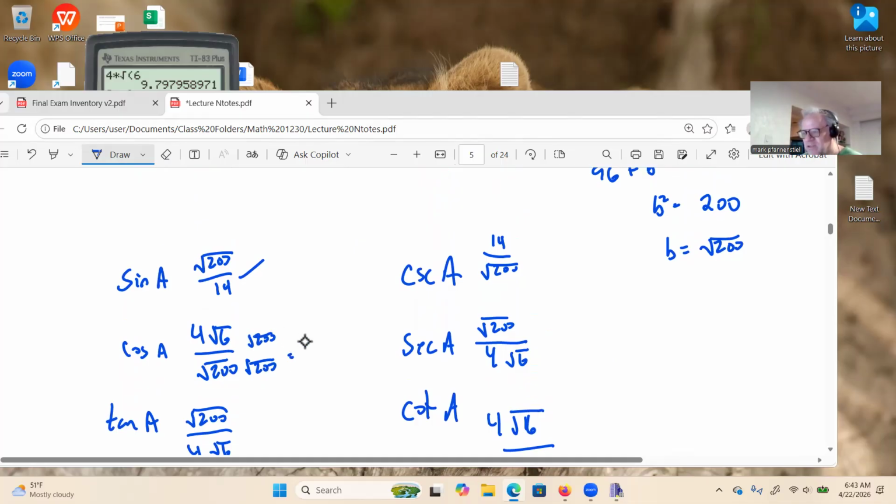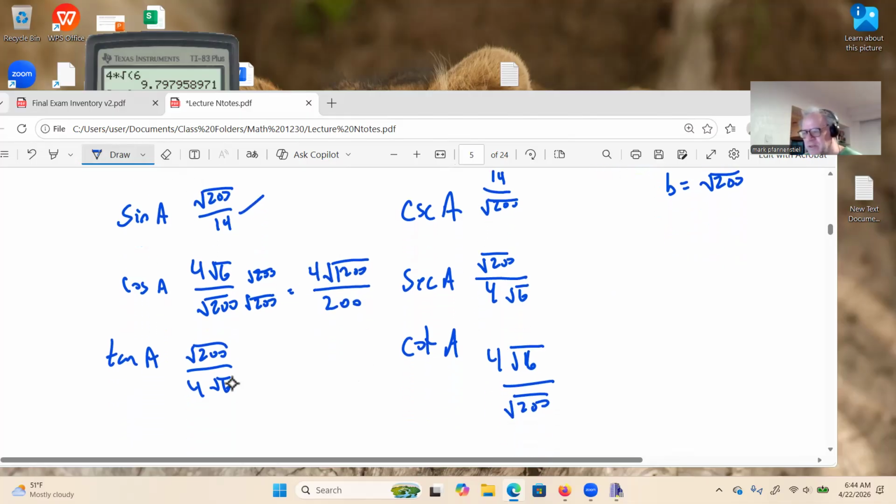So we could say that this is going to be 4, and we have 6 times 200. So 2 times 6 is going to be the square root of 1,200. Again, you don't have to reduce or anything like that. 1,200, and then divided by 200, because the square root of 200 times the square root of 200 is going to be 200. We could reduce this further, but you're not required to reduce for this.